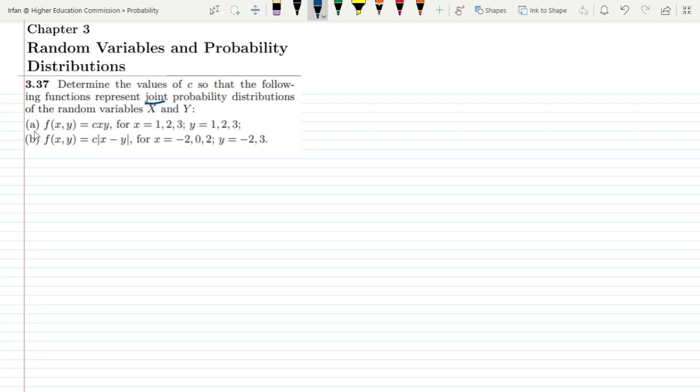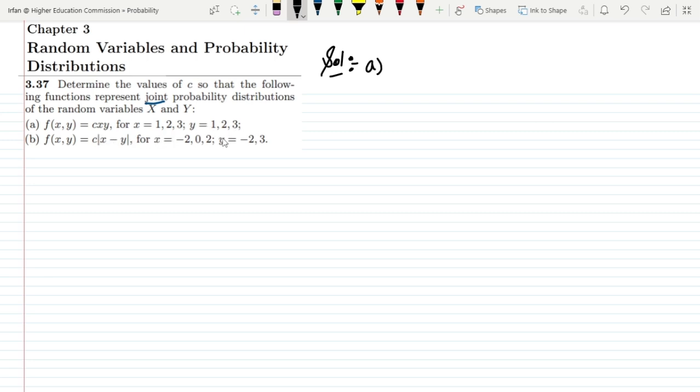So on the basis of it, we have to solve two parts of our question. Part A of our question is f(x,y) = cxy for x = 1, 2, 3 and y = 1, 2, 3 as well. So let me solve part A first.